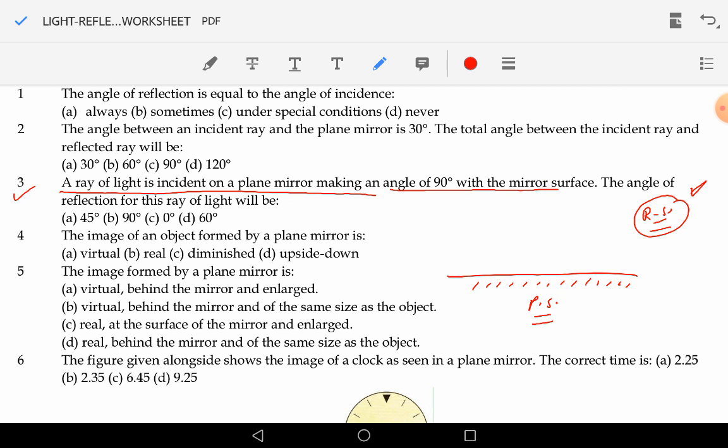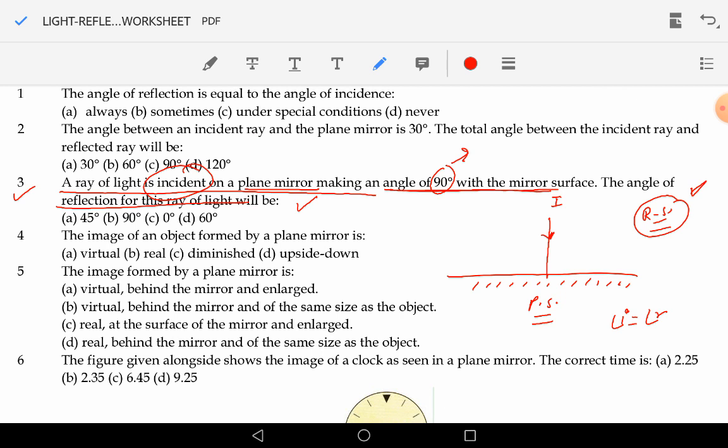So they are saying that the incident ray of light is falling on the plane mirror, making an angle of 90 degree with the surface of the mirror. So this is how the incident ray of light is falling. It is making an angle of 90 degree with the mirror surface. The angle of reflection in this case will be, now again this is a very good question because it is based on our concept. Many of you will say that, following the first rule of reflection, that since I've just now told you angle of incidence is equal to angle of reflection, if incident ray is falling at an angle of 90, you will say that reflection is also 90, but you will be wrong over here.